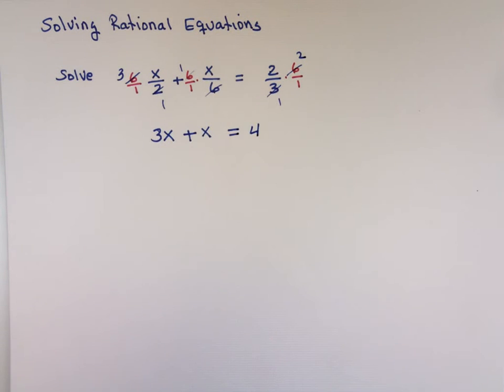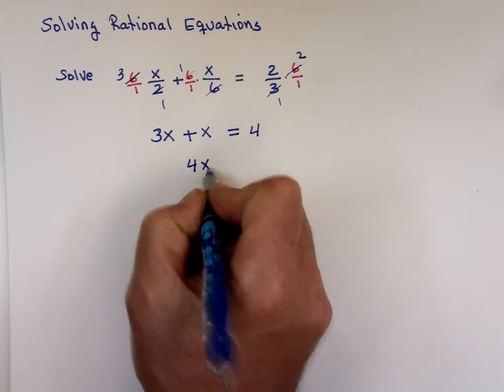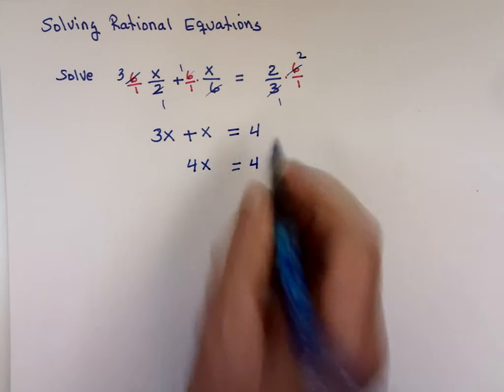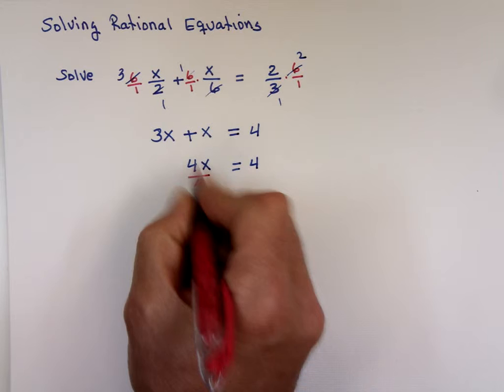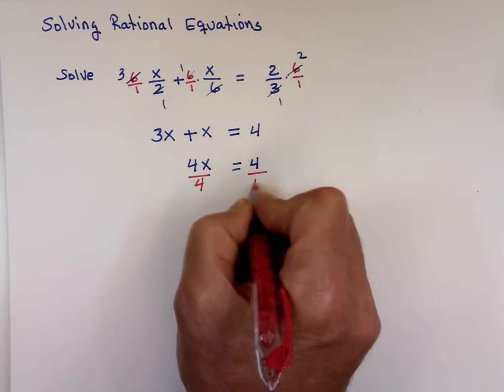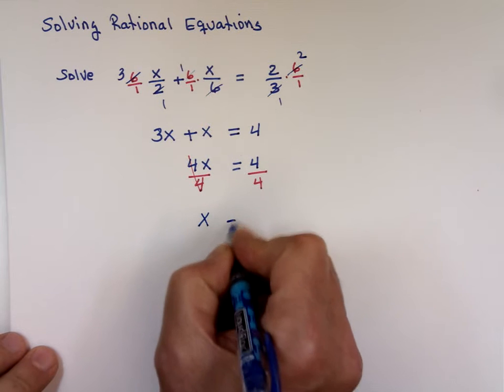So notice in one step, we get rid of all the fractions. What is 3x plus x? That's 4x equals 4. And to solve for x, we're going to divide both sides by 4 because you have to make that number 1. x will have to be 1.